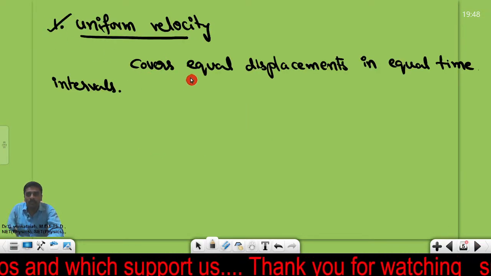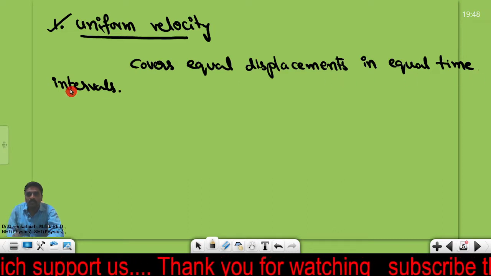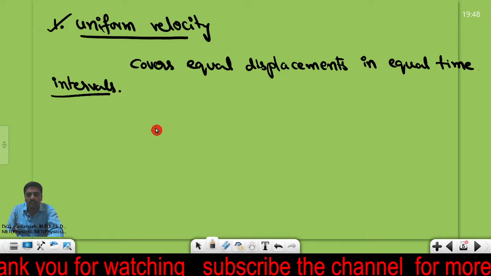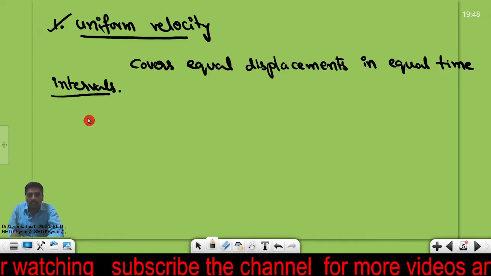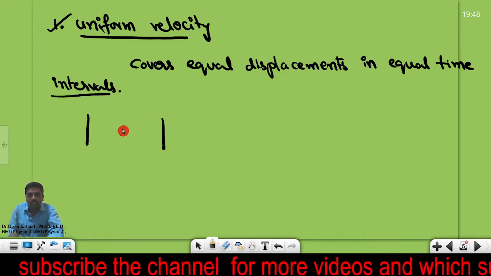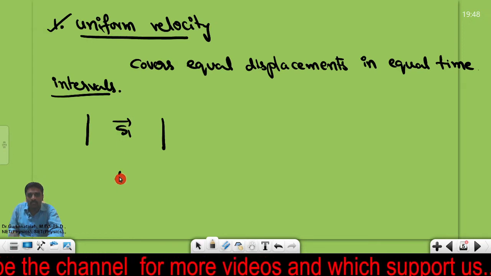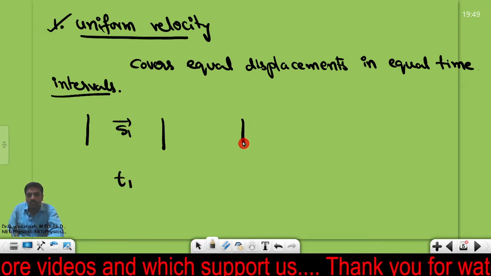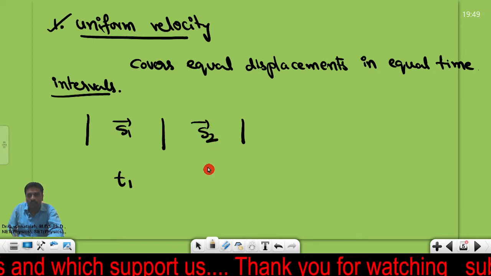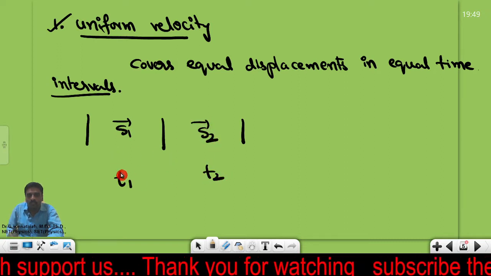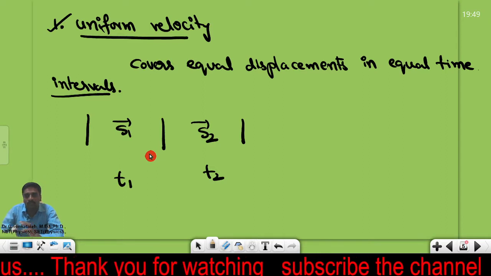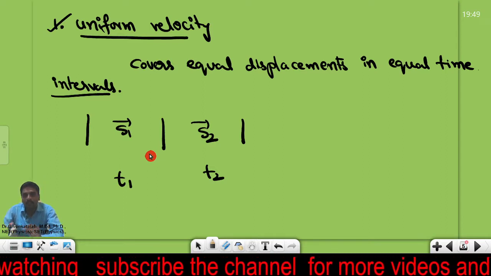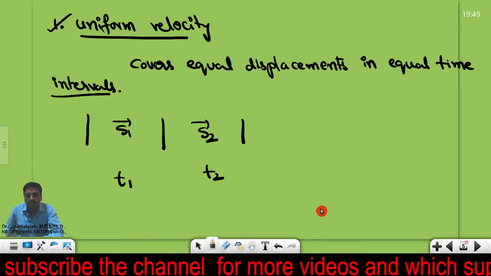If a body covers equal displacement in equal intervals of time, then that body is said to be under uniform velocity. That means, let me take this displacement, I am taking s1 bar in a given interval of time t1. Again the body covers s2 bar in a given interval of time t2. If like that the body covers equal displacements in equal intervals of time, then the body is said to have uniform velocity.